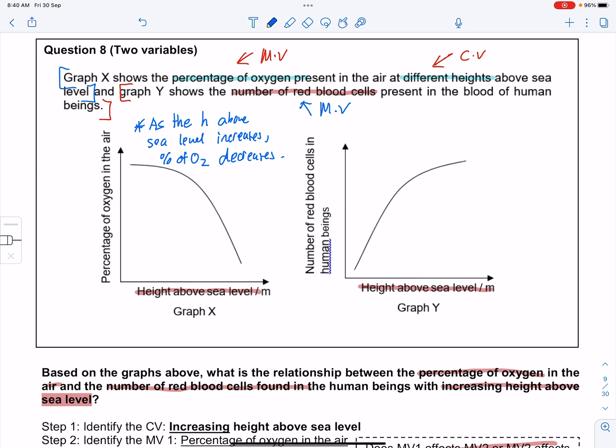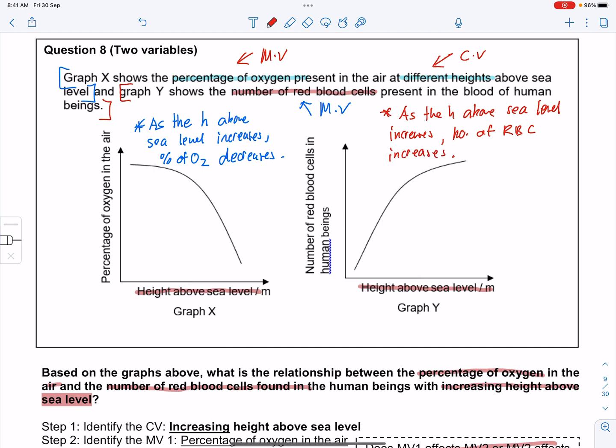Okay, and for this other one would be, as the height above sea level increases, number of RBC increases.